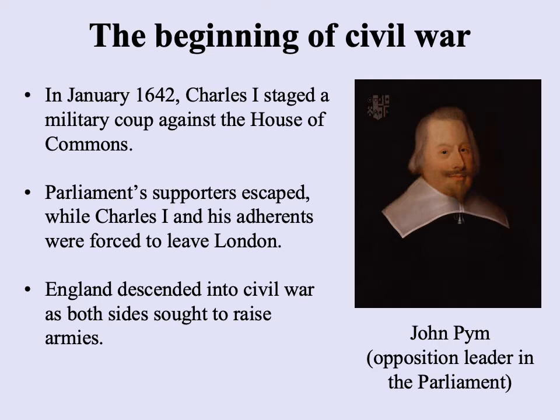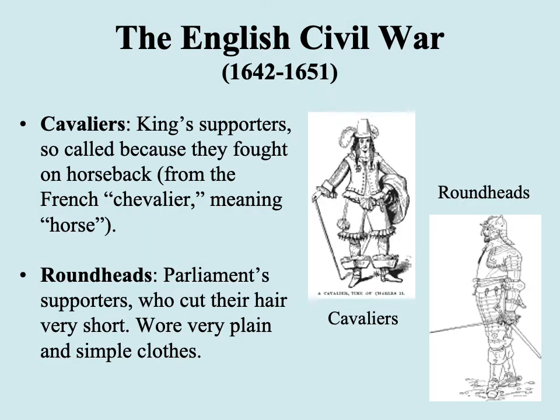So from that point forward, people become very much divided between those who support the king, Charles I, and those who support the Parliament. And both of them are going to round up their people, form armies, and England will descend into civil war. And so this will mark the beginning of the English Civil War. The English Civil War will actually last for quite some time, from 1642 until 1651.